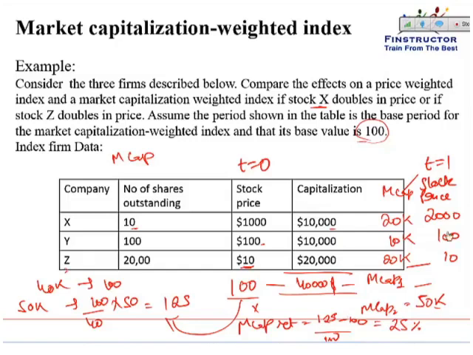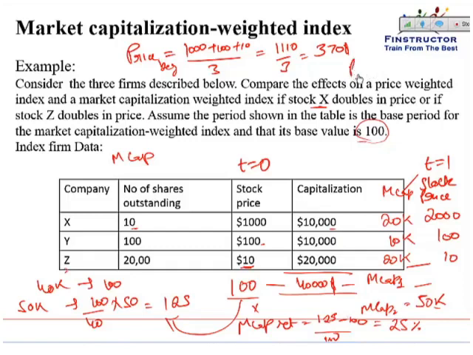Now let's see what would have happened in the case of a price weighted index. In the case of a price weighted index, the value at the beginning would have been 1000 plus 100 plus 10 divided by 3. That is 1110 divided by 3, which is nothing but $370. That is the price at the beginning.